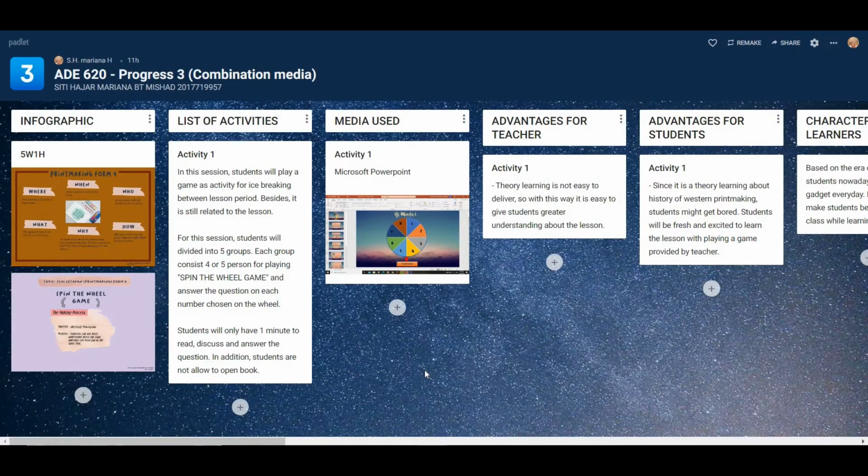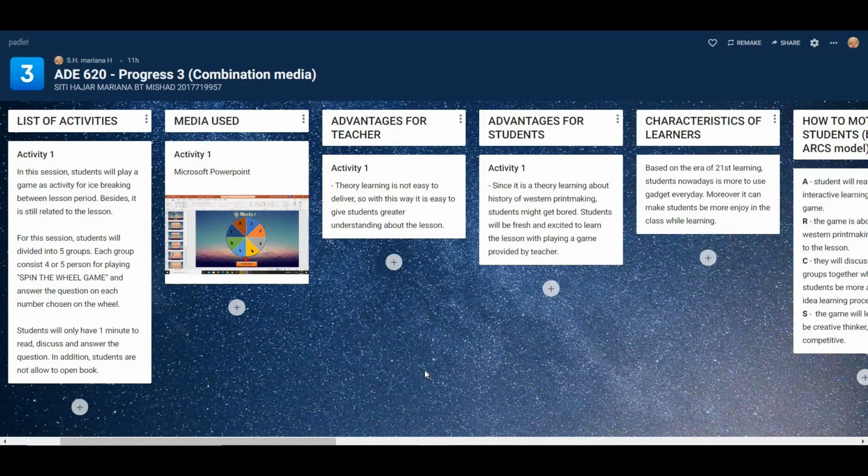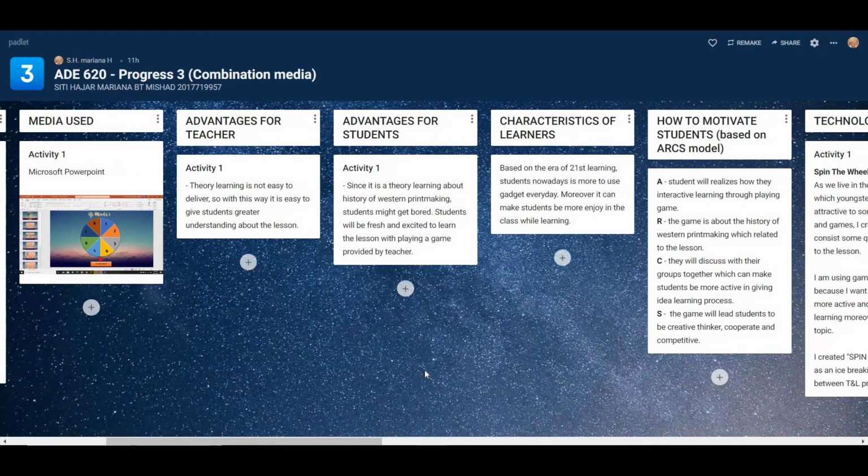Okay, next is the advantages for teacher. The theory learning is not easy to deliver. So with this way, it is easy to give students a greater understanding about the lesson. The advantages for students is, since it is a theory learning about the theory of Western printmaking, students might get bored, and students will be fresh and excited to learn the lesson by playing a game provided by the teacher.